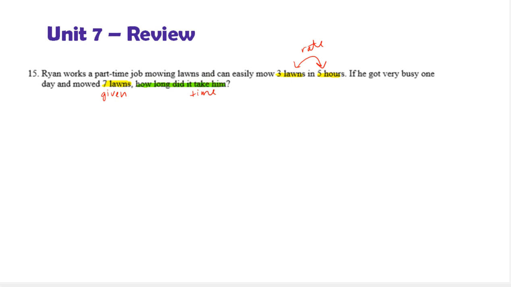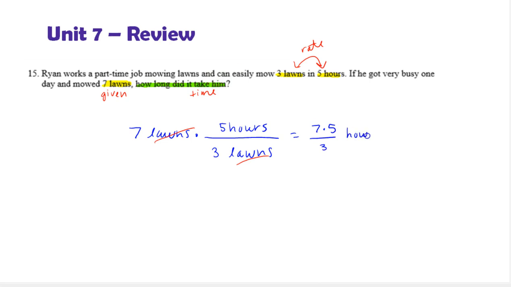Okay, so start with the extra amount you're given, so the 7 lawns, times, let's set up our ratio. We want lawns to cancel, so I'm going to put 3 lawns on the bottom and 5 hours on top. Notice the lawns will cancel and leave us with hours, and that's what we want, the time in hours. Now we can multiply 7 times 5 over 3 hours.